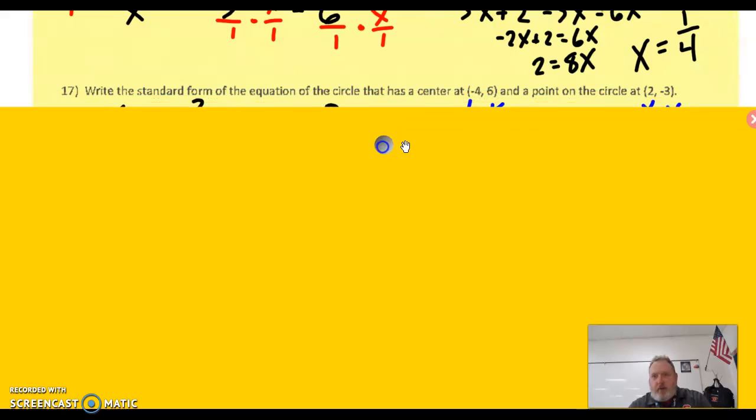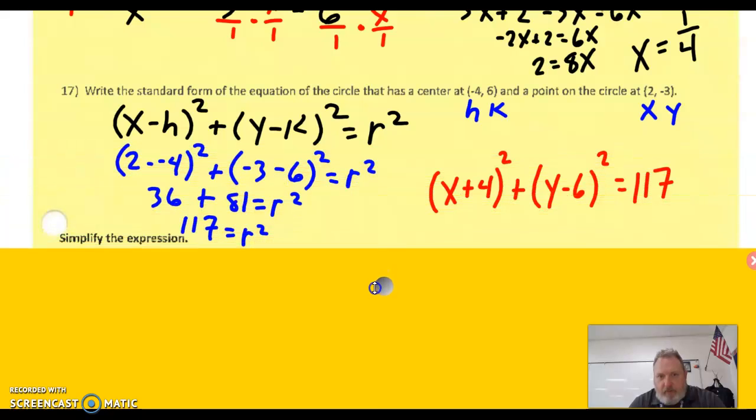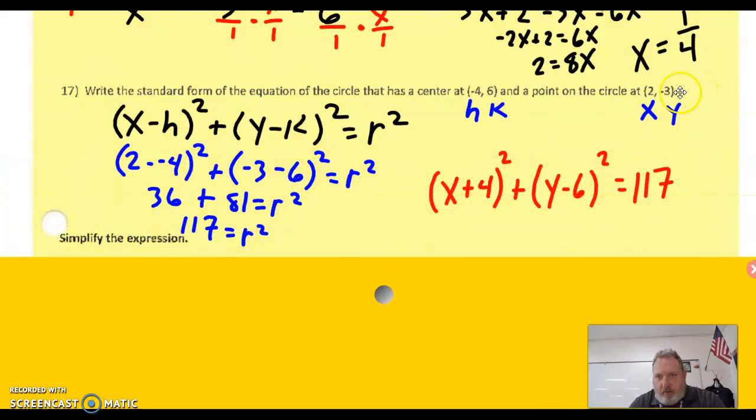Standard form of a circle. We've got a center point and a point on the circle. So we've got to find the radius. So we're going to do the distance formula first between those 2 points. So I do the distance formula here between this point and the center point. It gives me my r squared value. And then I can do my equation of a circle, which is this right here. So x minus negative 4 is x plus 4 squared, plus y minus 6 squared, equal to the radius squared.